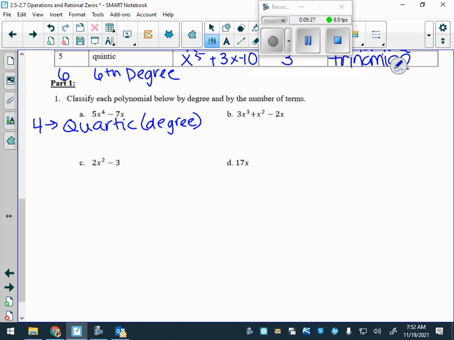Okay? How many terms do we have? 2. So how would I classify that? Binomial. Excellent. So if I was to write this without the number 4, it's a quartic binomial. Degree of 4, 2 terms. Okay? Try B, C, and D.